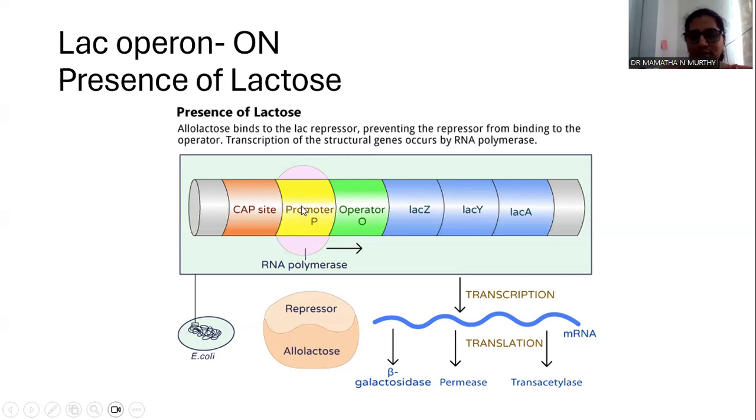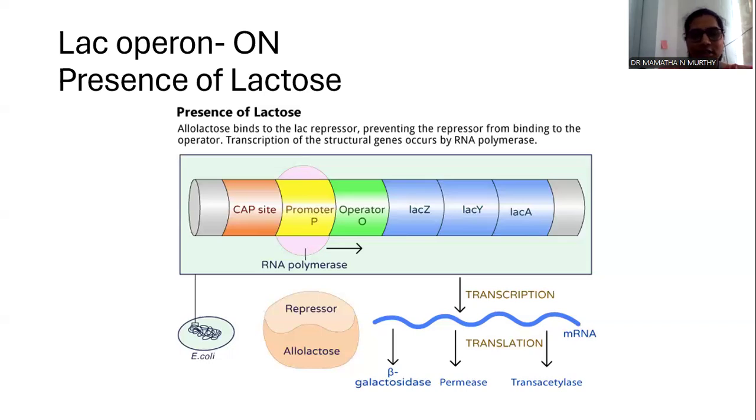Once the promoter region is bound by RNA polymerase, it brings about transcription by synthesizing a polycistronic mRNA. Once the mRNA is synthesized, translation takes place, synthesizing the different proteins or enzymes which are essential in the bacterial cell. So this is how the presence of lactose will regulate the lac functional genes.